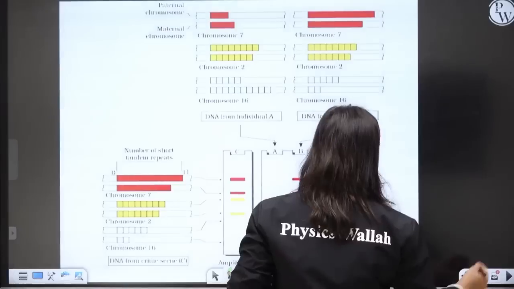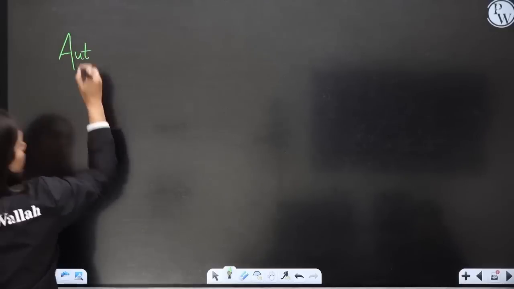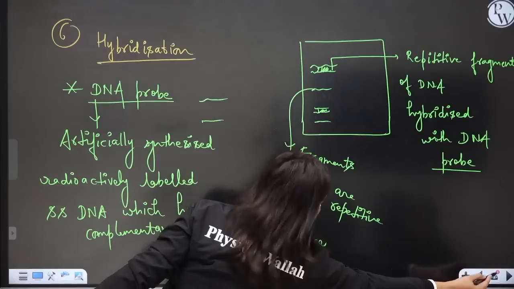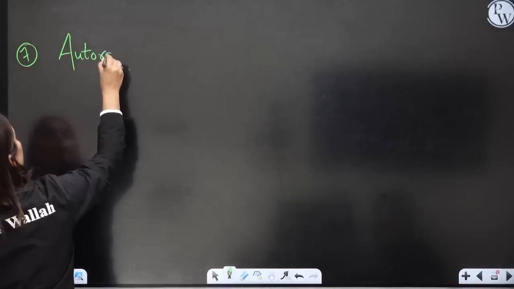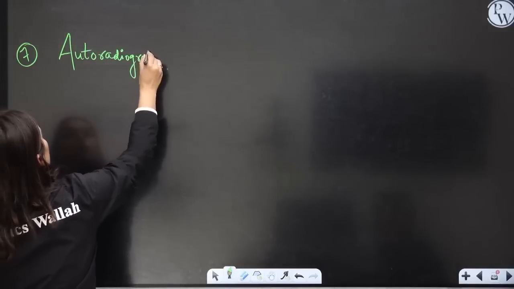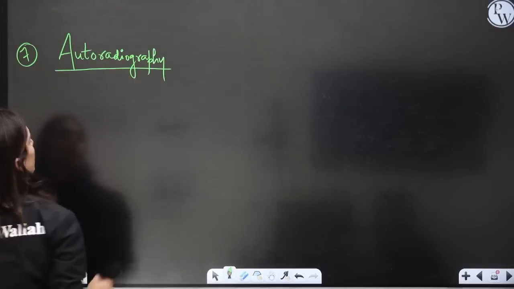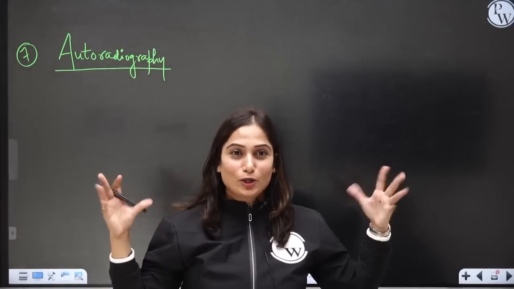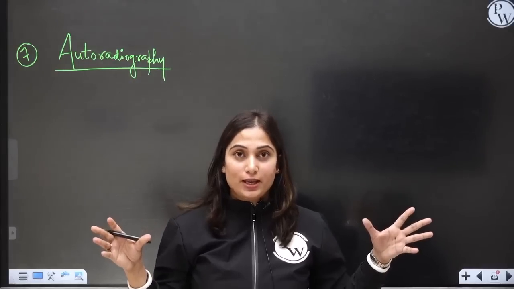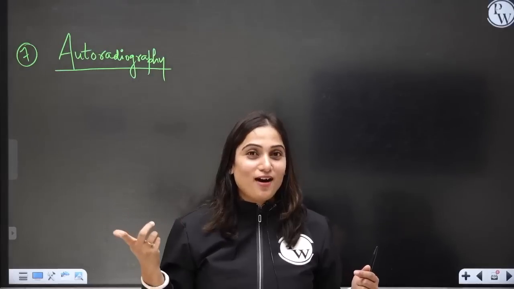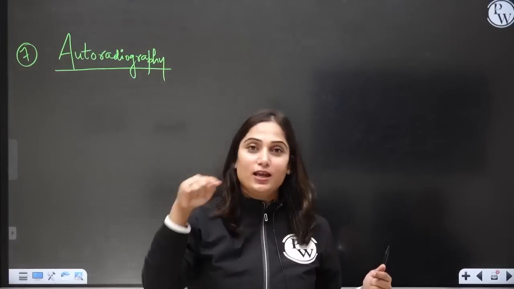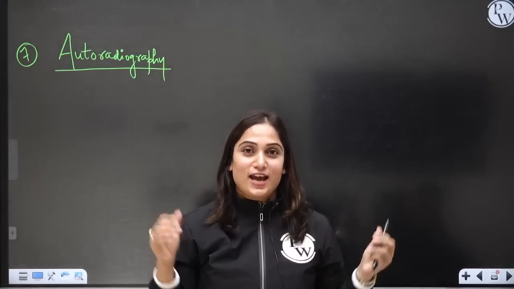Now the last step is autoradiography. What was the number of the previous step? It was 6. Okay. So the last step is autoradiography. Auto means automatically, by itself. Those fragments of DNA which are hybridized with their DNA probe, and DNA probe is radioactively labeled. So when this is exposed with the X-ray, the fragments of DNA which were hybridized with the DNA probe, they will show fluorescence.